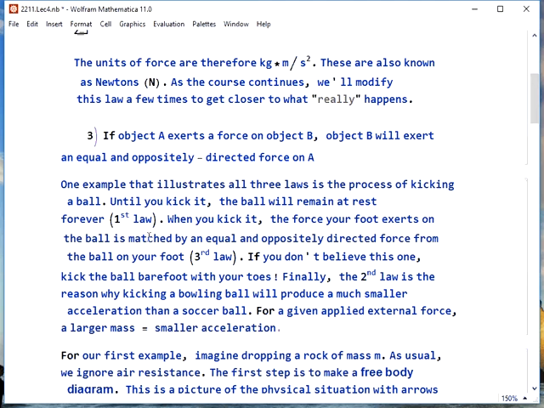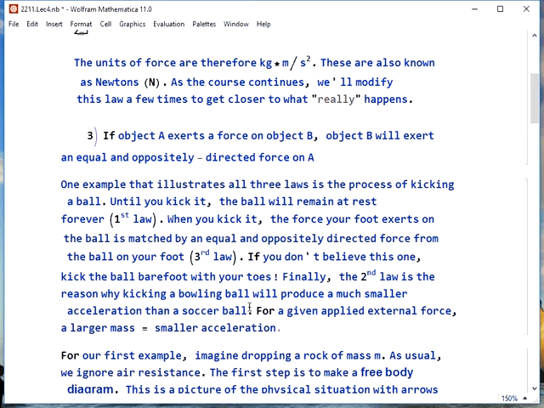If you don't kick it, the ball will sit there forever. That's the first law. When you do kick it, the force that your foot exerts on the ball is matched by an equal and oppositely directed force from the ball on your foot. You can find this out the hard way. If you kick barefoot with your toes, you'll feel a very large force on your foot.